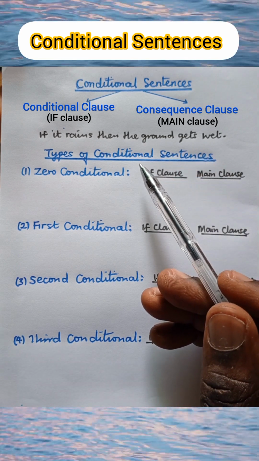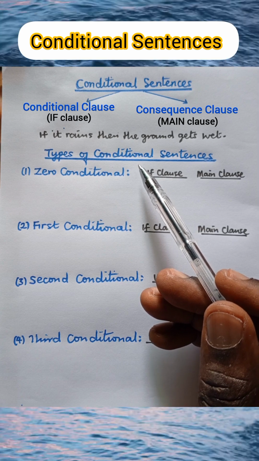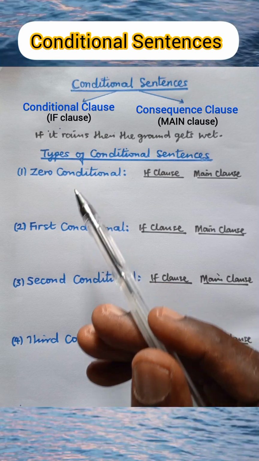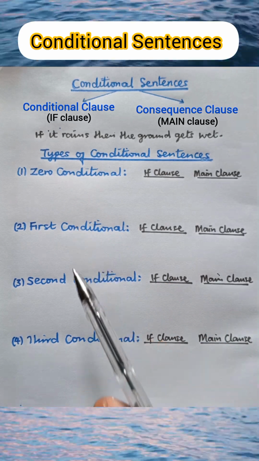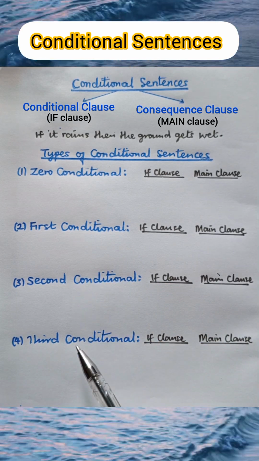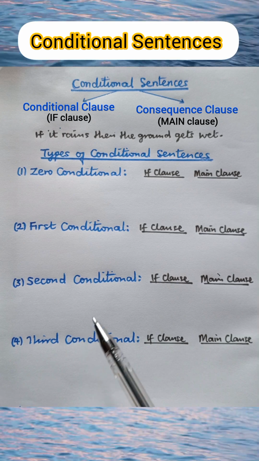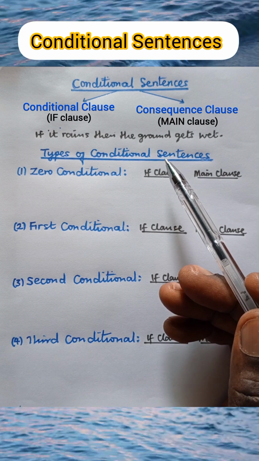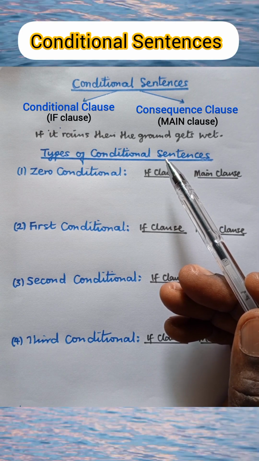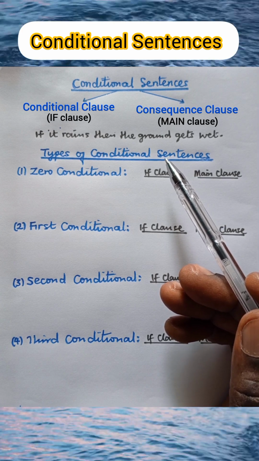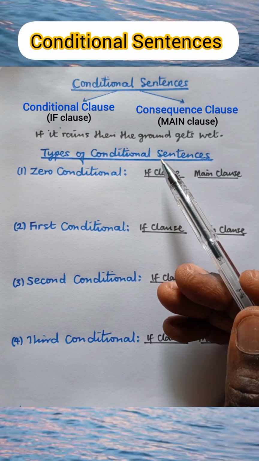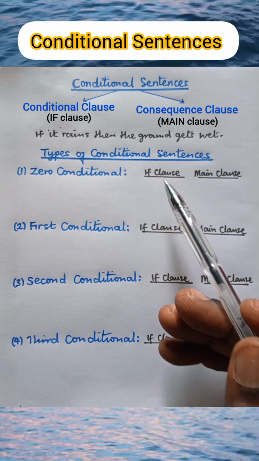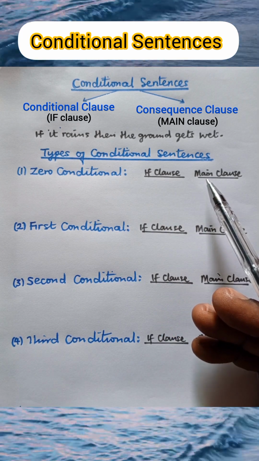Now, types of conditional sentences. There are 4 types of conditional sentences, and these are the zero conditional, the first conditional, the second conditional, and the third conditional. Note that questions under conditional sentences are usually centered on the verbs used in the if clause and the main clause. And so the focus of this video is on the verbs which are used in the if clause and the main clauses of the different conditional sentences.